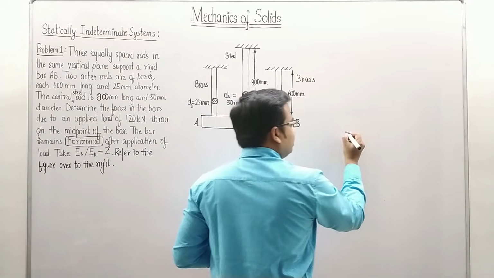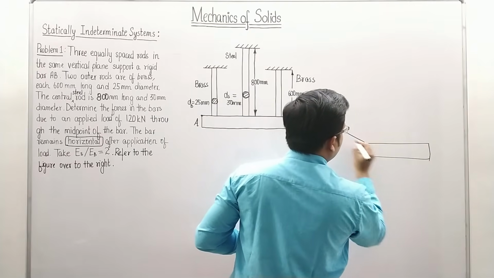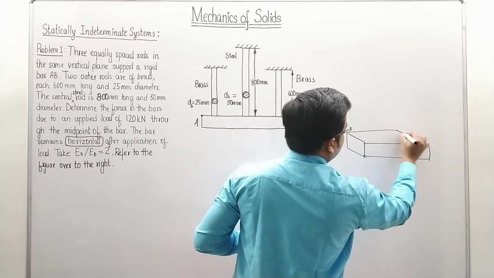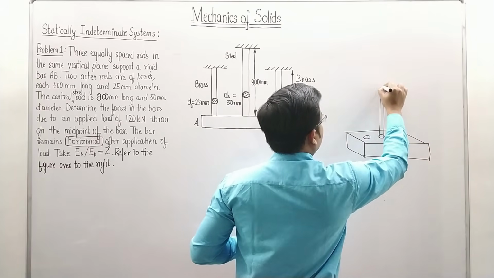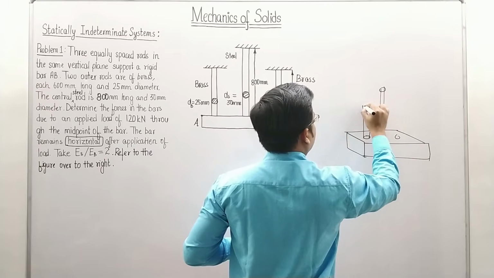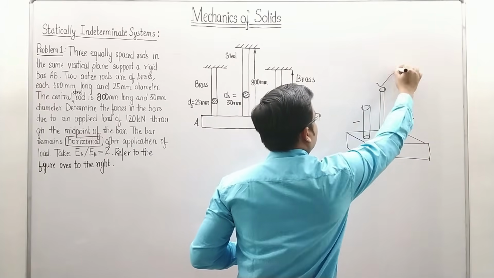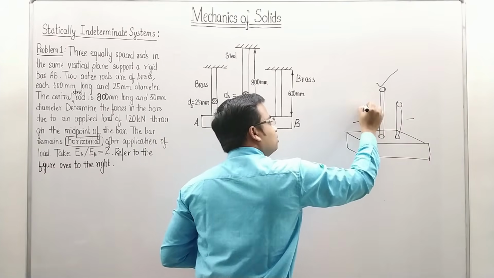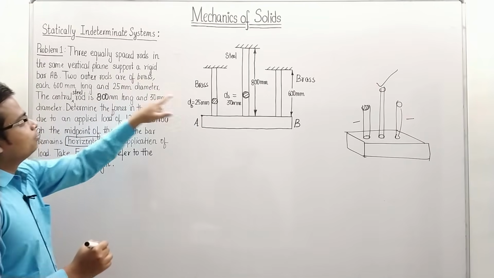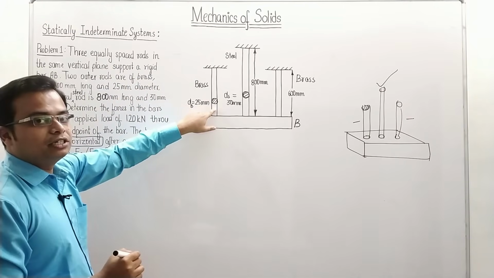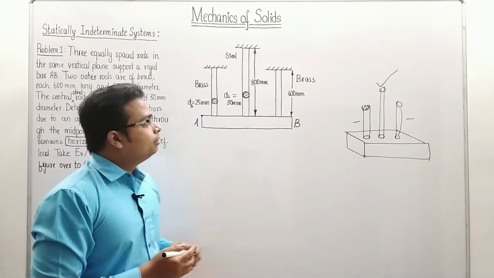Actually, the real figure looks something like this. Let me just draw it, and I'm pretty sure that you'll understand it very well. The real figure is something like this. There are 3 rods over here. This one is the bigger rod. These are the 2 smaller rods, isn't it? These 2 rods are of brass and this one is of steel. So this diameter has been given for brass. How much? 25. So I've written it over here. So this is the cross section area, you can say. Actually it looks like that.